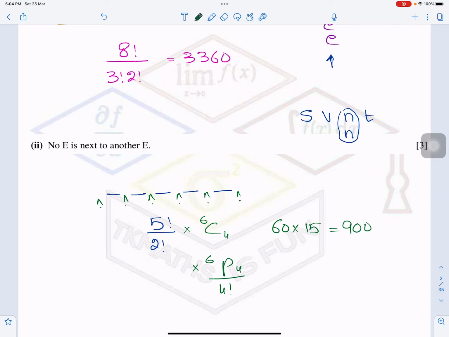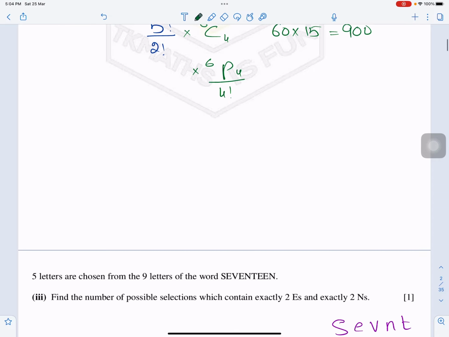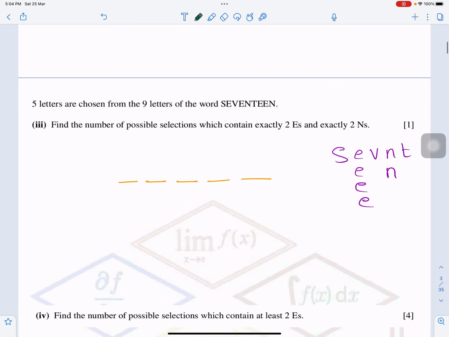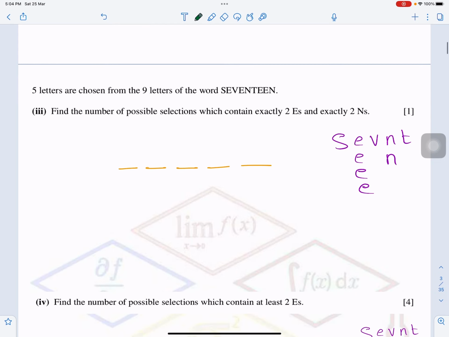No, it's fine. Okay, so this is part 5. Part 3. 5 letters are chosen from the 9 letters of the word. So I have put 5 dashes here. Now let's see what is the condition. Find the number of possible selections in which there are exactly 2 E's and 2 N's. So let me write here in blanks E's and N's. A small n, basically. I've just written capital, so please ignore it. I mean by this, whatever the letter it is.